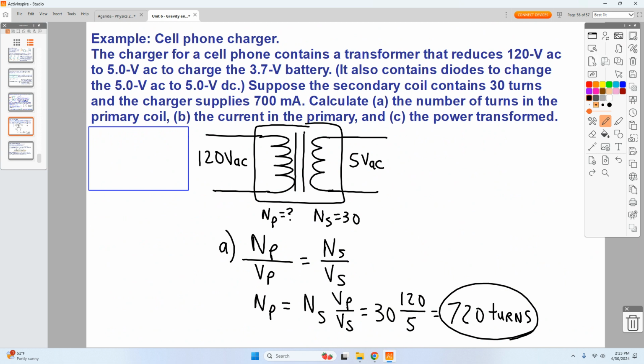Now, letter B, the current in the primary. So I want to switch colors here. We assume for any transformer setup that it's 100% efficient. They're never 100%, but they're close enough that we can make an assumption here to say that we have 100% power transfer. So we're going to say 100% efficiency.